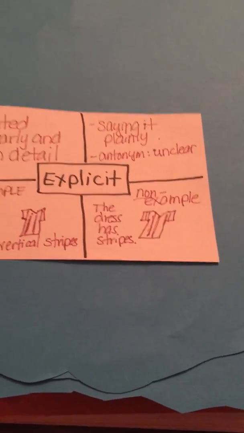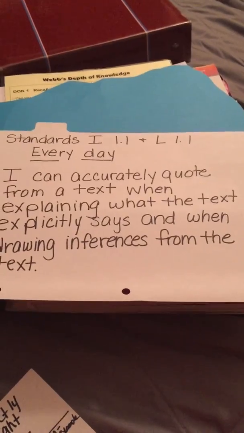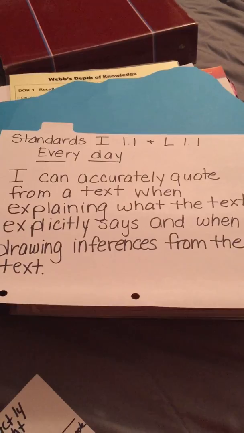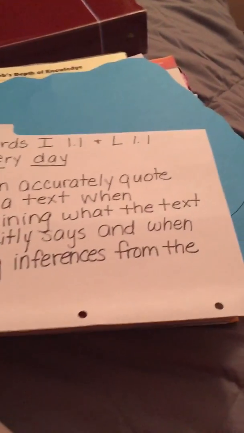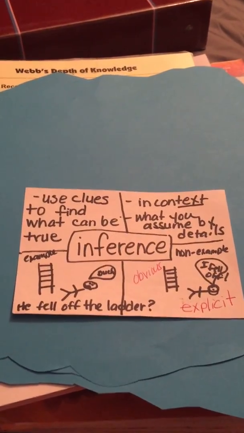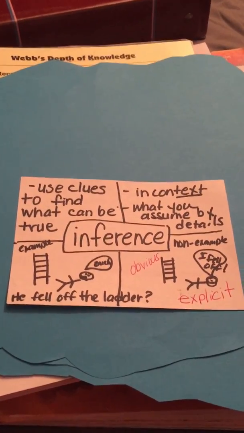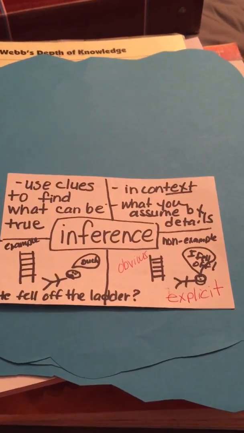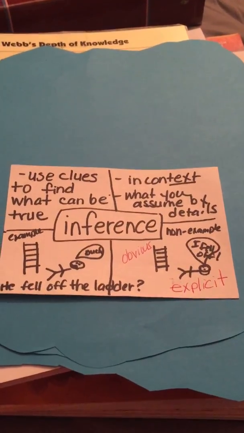So going back over the standard, I can accurately quote from a text when explaining what the text explicitly says. And the rest of it says, and when drawing inferences from the text. And just to make it clear, it doesn't mean you're going to be drawing a picture. Yes, you will be when you're doing vocabulary words, but that's not what this standard is asking you. It's asking you to draw an inference. That means use clues to find what can be true. You're going to do that in context, and it's what you assume by the details.